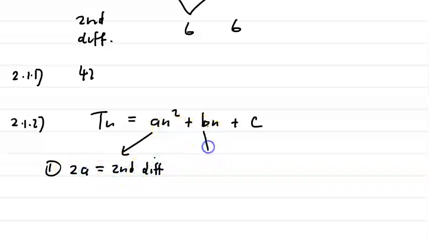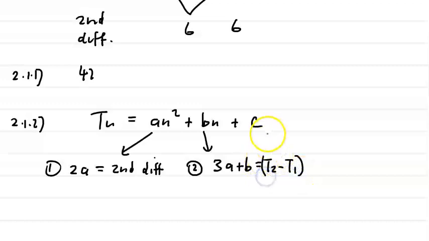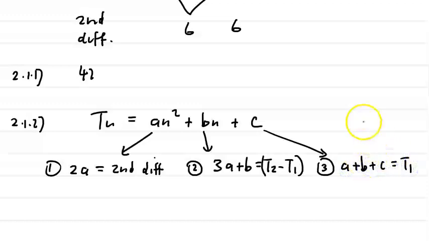To find the value b, we will usually do that in our second step. It's 3a plus b equals t2 minus t1. And to find c, that will be our third step. That will be a plus b plus c is equal to the first term. So therefore, let's go and follow those steps.